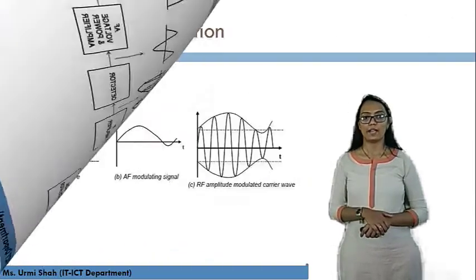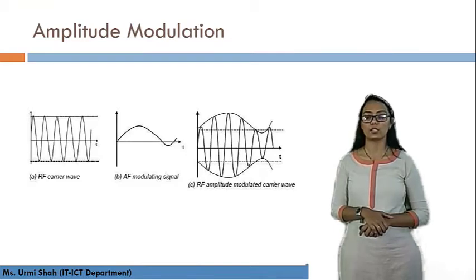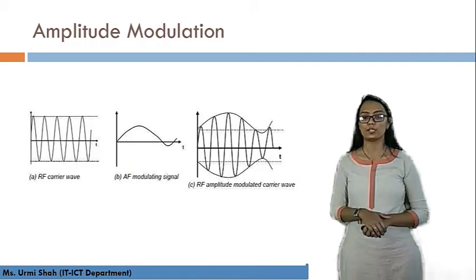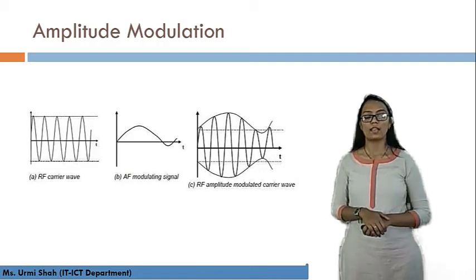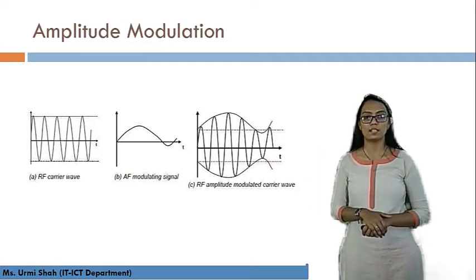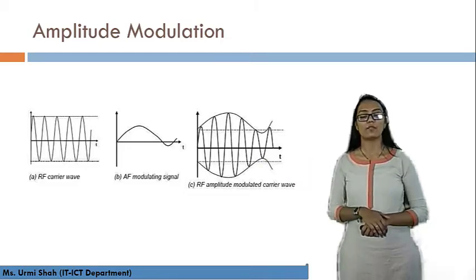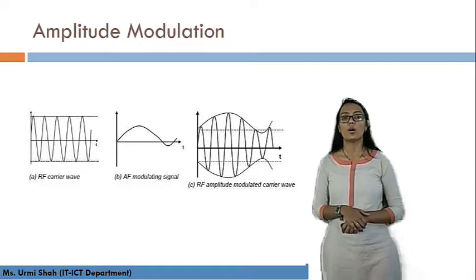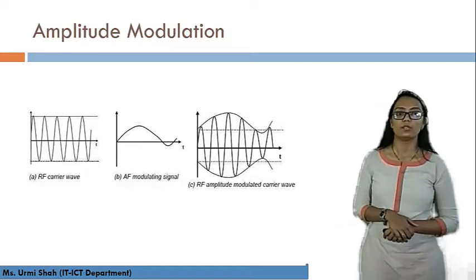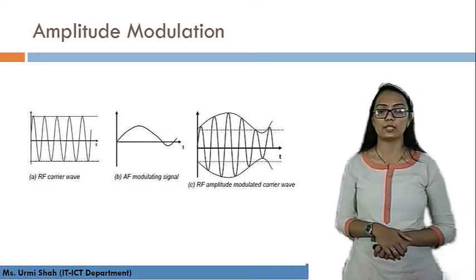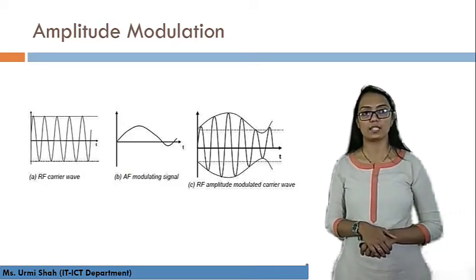Now let's move ahead with the amplitude modulation signal. Basically, we have three types of signals in amplitude modulation. That is the RF carrier wave. As you can see, the first signal is the radio frequency carrier wave signal. Then we have the AF modulating signal, that is nothing but the audio frequency modulating signal. Then we have the RF amplitude modulated carrier wave signal.